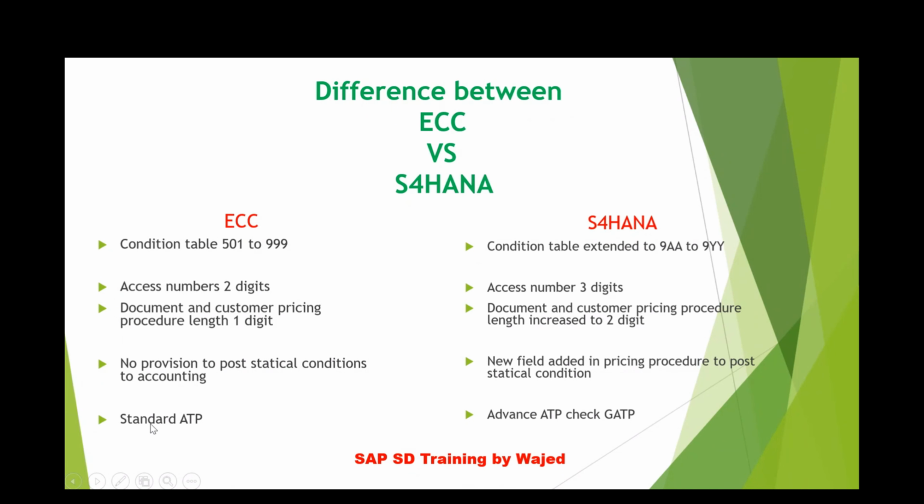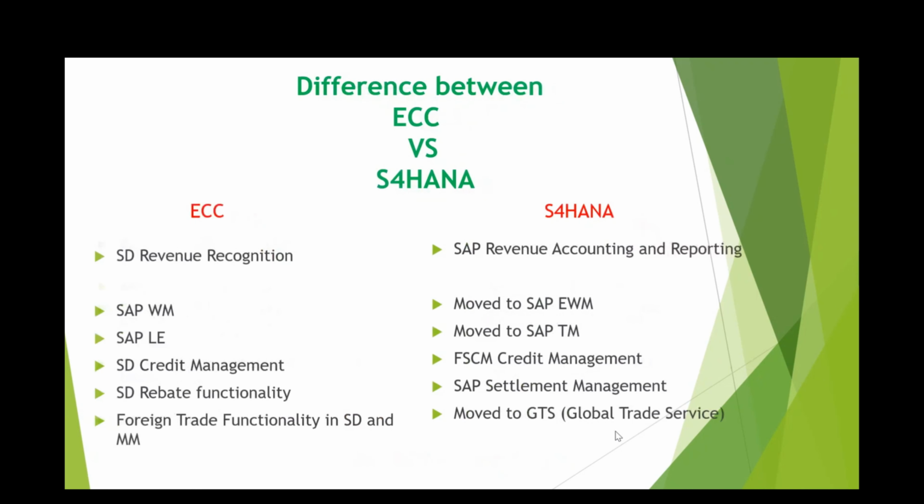In ECC we use the standard ATP check, whereas in S4HANA we have advanced ATP check like GATP. In ECC, we have revenue recognition for all the contracts, whereas in S4HANA, they came up with SAP revenue accounting and reporting. There is no WM here; they moved to SAP EWM. For LE, they came up with TM.